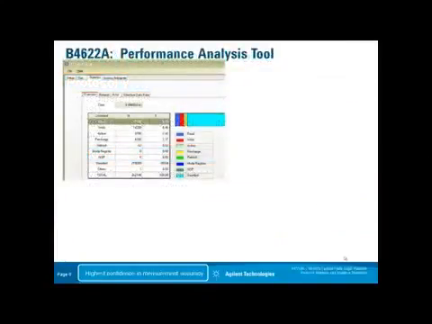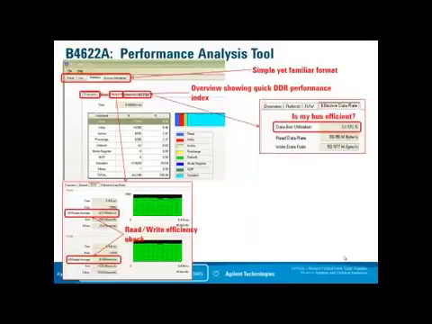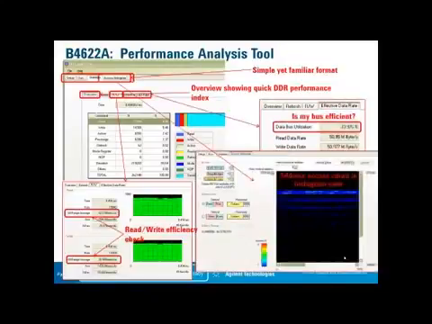The performance analysis tool will look at all of the valid commands across the entire trace, and will also provide a histogram of the refresh rate and the read-write activity across the entire trace, a bus efficiency utilization calculation, and a histogram view of all of the address accesses.